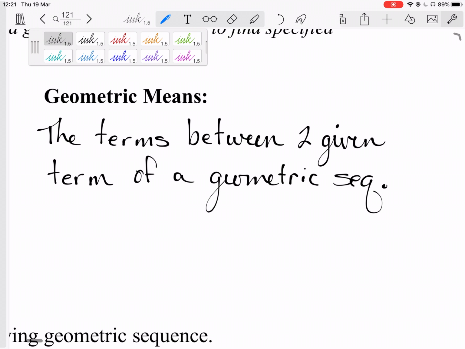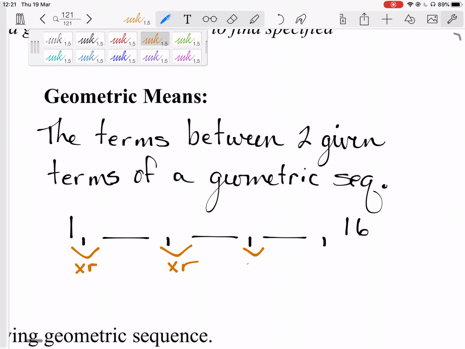So terms between two given terms, there we go, of a geometric sequence. So if we had something like 1, and then a space, and a space, and a space, and a 16, keeping in mind it's geometric, that means that we're multiplying. Oops, r was orange before. I'm going to keep everything color coordinated. Times r, times r, times r.